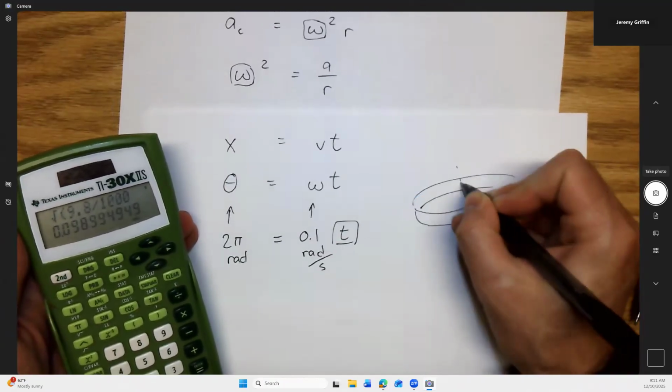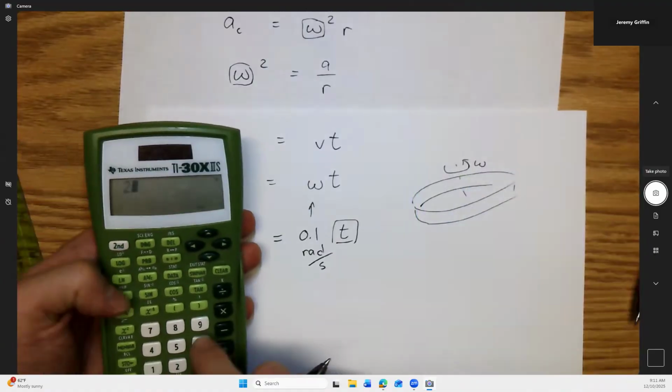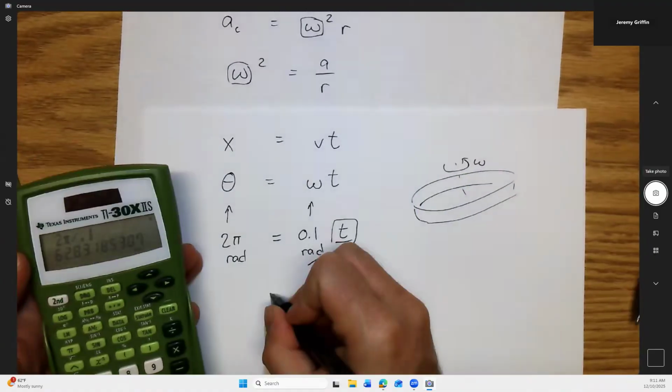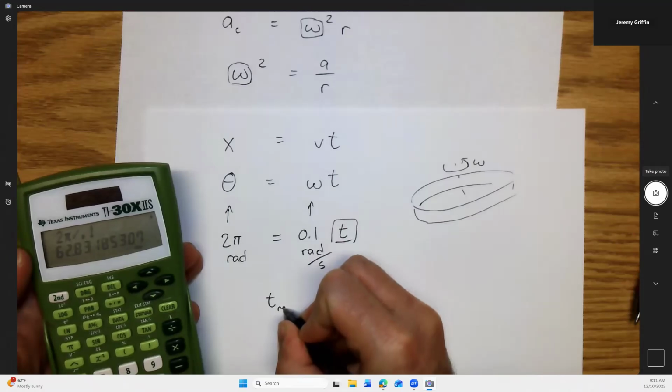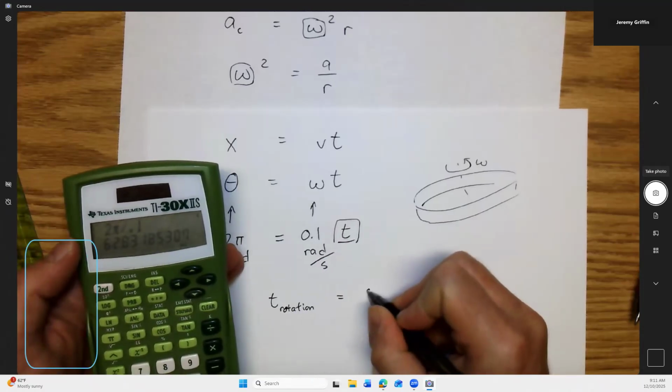Alright, so let's take 2 pi divided by 0.1. So the time for one rotation, I call it the time period, is about 63 seconds.